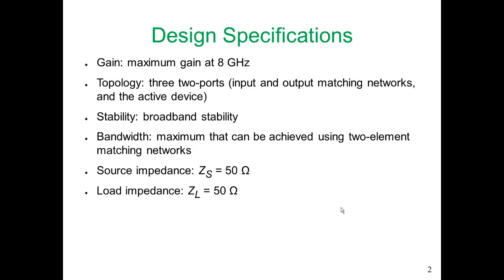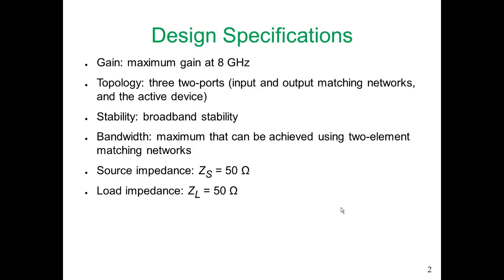We require broadband stability, of course. An amplifier could easily turn into an oscillator if we're not careful. If we only design at 8 GHz and do not consider what is going to happen at low frequencies and at high frequencies, we could very easily design an oscillator. Not a very good oscillator. We actually have to go to quite a bit of trouble to design a good oscillator. It's not the same as a bad amplifier.